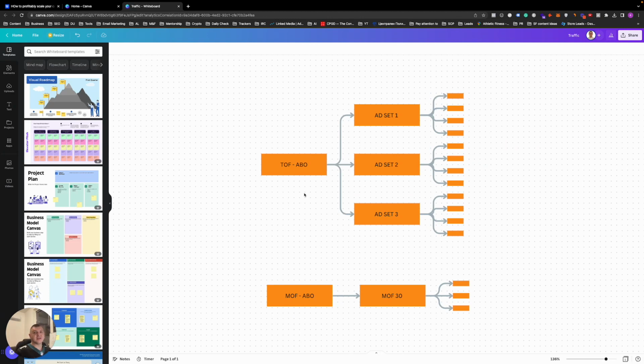So again, let's say your budget is $50 per day. How are you gonna structure your ads? You're gonna have one top funnel campaign and one middle funnel. In top funnel is where we're gonna spend the majority of the budget, so probably $40 to $45, and then for middle funnel you're gonna have $5 to $10.